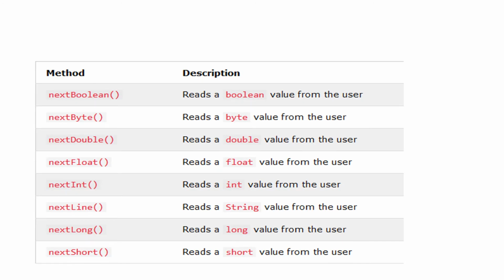These are some of the methods defined in the Scanner class. nextBoolean is meant for reading a boolean value from the user. nextByte, nextDouble, nextFloat, nextInt, nextLine are all different methods. The word that comes after next defines what data type will be taken by using that particular method. nextLong refers to a long value that is read from the input stream. nextShort refers to a short value which can be taken from the input stream.